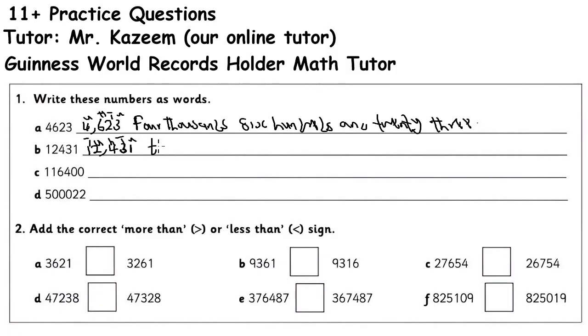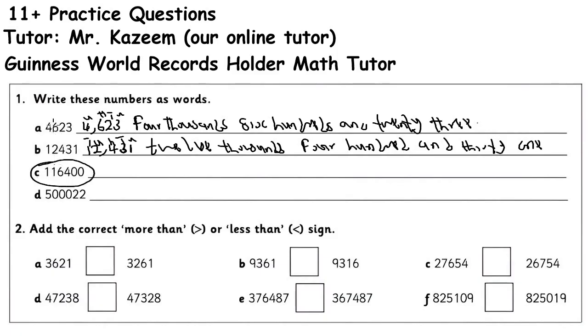So we are writing 12,431. So we have twelve thousand, twelve thousand four hundred and thirty-one. Excellent. So that is the answer to part B. I hope you're actually following. Perfect. Now on to part C.